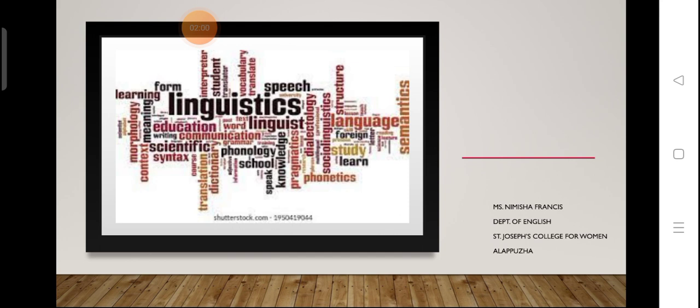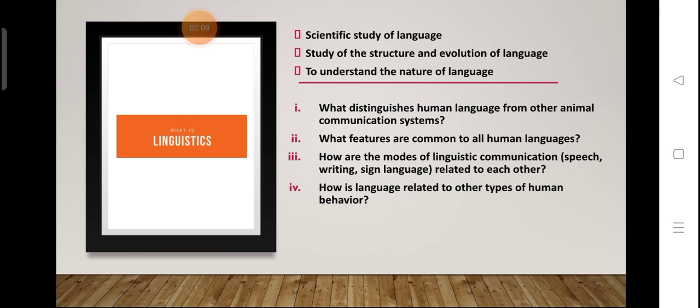So linguistics is the study of this language system, or we can say linguistics is the scientific study of language, how it is put together and how it functions. It studies the structure and the evolution of language. And the very aim of linguistics is to understand the nature of language.